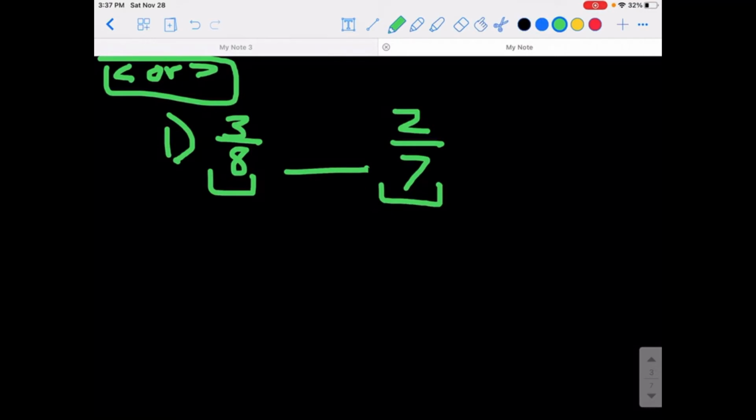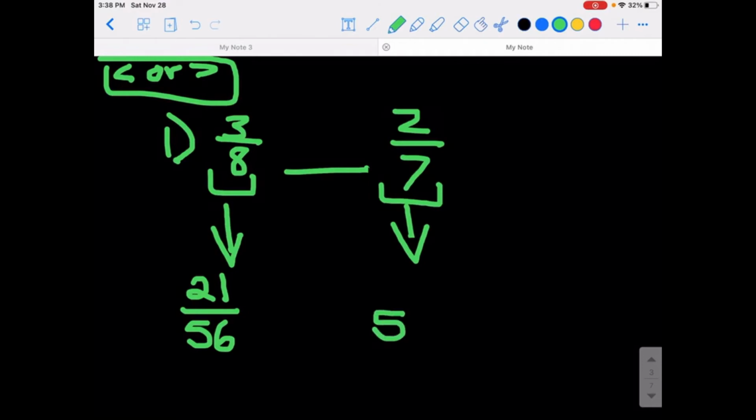I'm not going to detail how to do this because I already explained it in another video. If you're confused, you should probably look at that video. This will convert into 21 over 56, because if you multiply 8 by 7, you get 56, and if you multiply 3 by 7, you get 21. To get 56 here, I have to multiply 7 by 8, so I have to do the same thing to 2, multiply it by 8, and get 16. Now I can compare between them a lot easier.